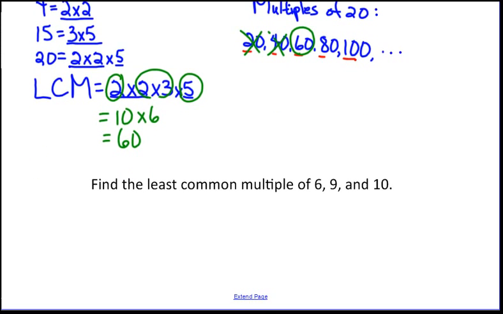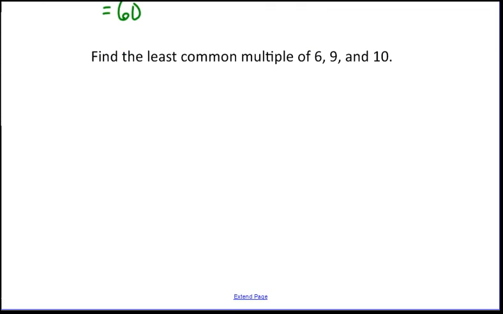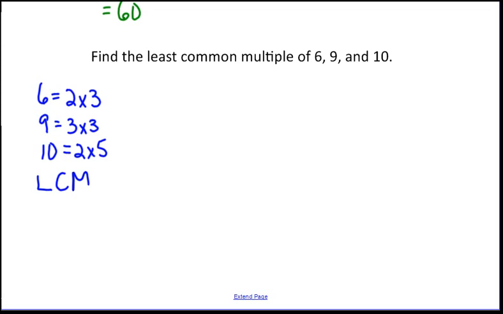Well, let's do another problem. Find the least common multiple of 6, 9, and 10. Again, the prime factorization of each number. Our least common multiple will have to include the factors of each of these numbers.